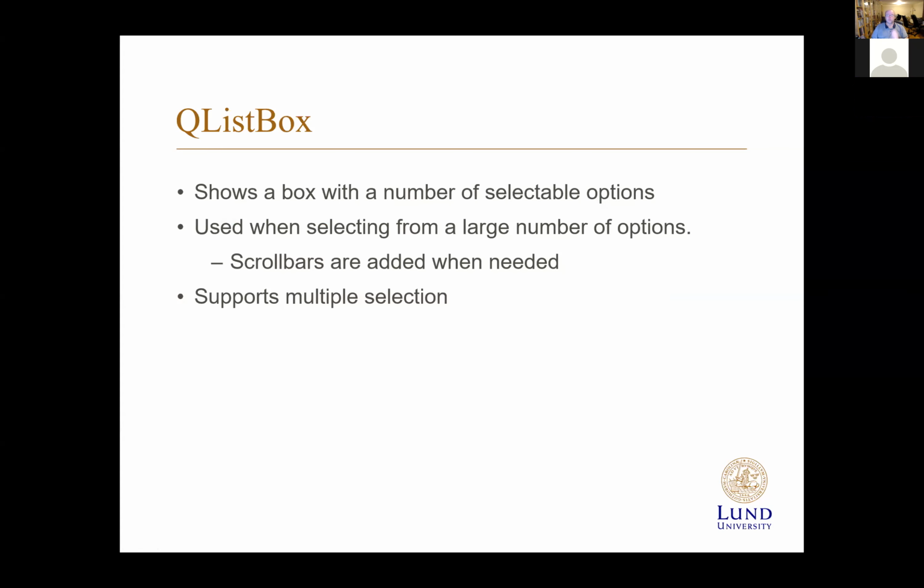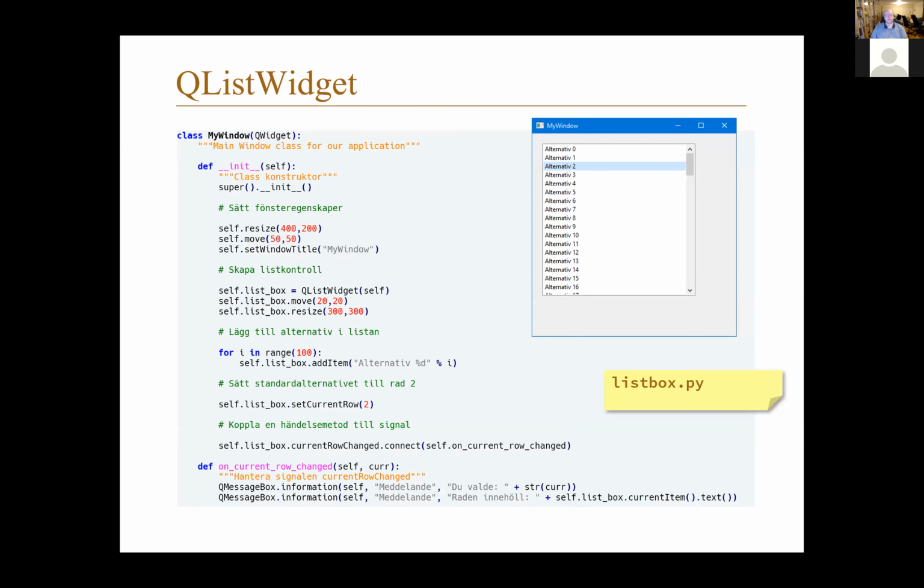A list box is very similar to a combo box, but it shows you the actual items you can select in a list. And if you have more items than it is possible to fit in the list box, it will add scroll bars as needed. You can also have multiple selection in a list box. So this is how it can look.